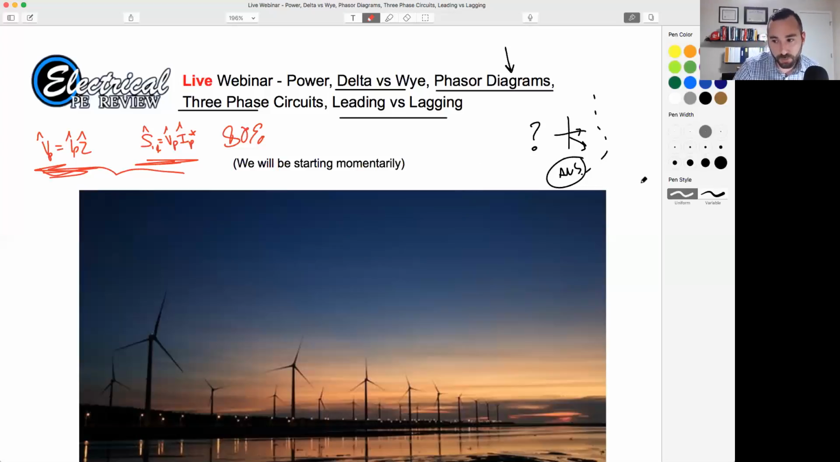Arturo said, if the problem does not specify if it is delta or Y connected, which one should we assume? Great. I am so happy you brought that up because that is 100% something I want to address. A lot of times people get stuck on delta versus Y, right? They're like, well, the problem didn't say delta, didn't say Y. How do I know? So Arturo, I'm going to talk about that in three-phase circuits.